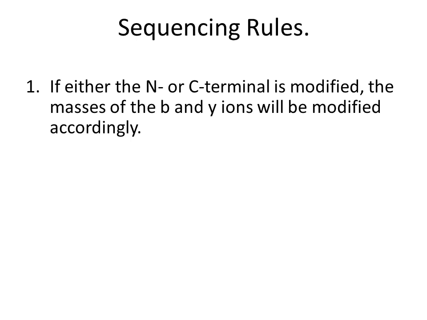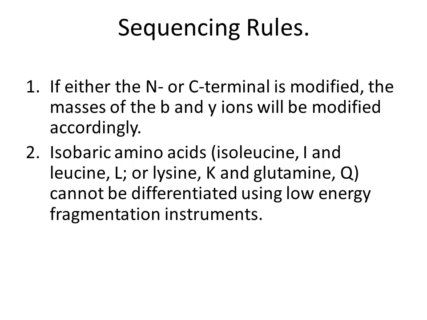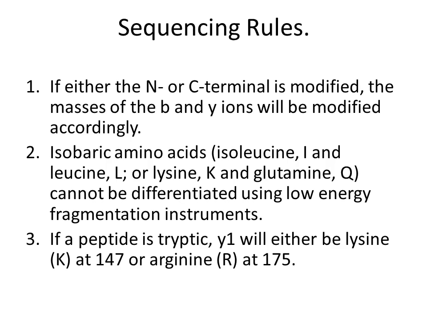If there are any modifications to the N or C terminal or to any of the side chains of the amino acids, the extra mass must be included in the calculations. Leucine and isoleucine are the same chemical composition and thus the same mass and can't be distinguished. And finally, if the protein was cut with trypsin, then Y1 should be either lysine or arginine.